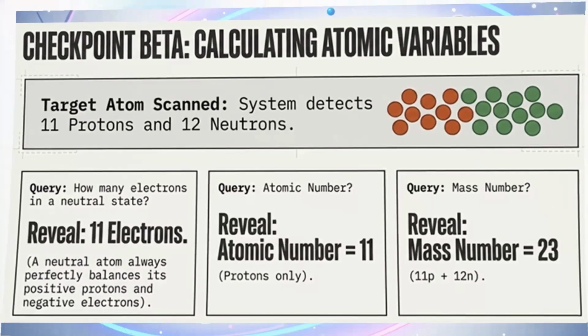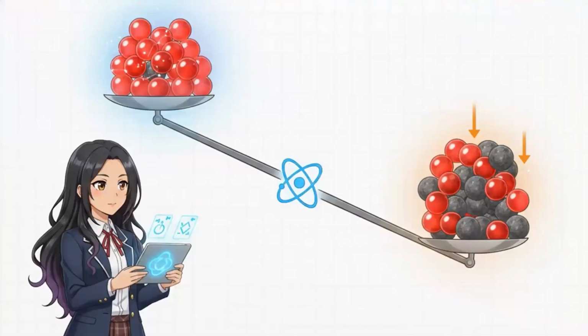Common mistake, many students confuse atomic number with mass number. Remember that atomic number is protons only. Mass number is protons plus neutrons. Electrons are not included in the mass number.